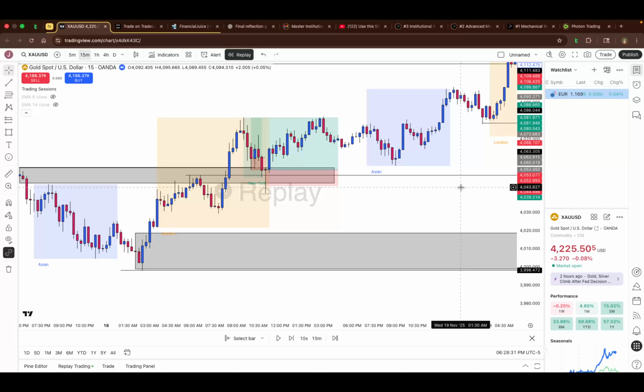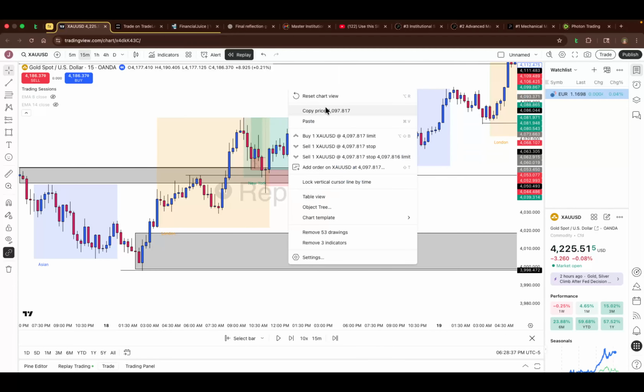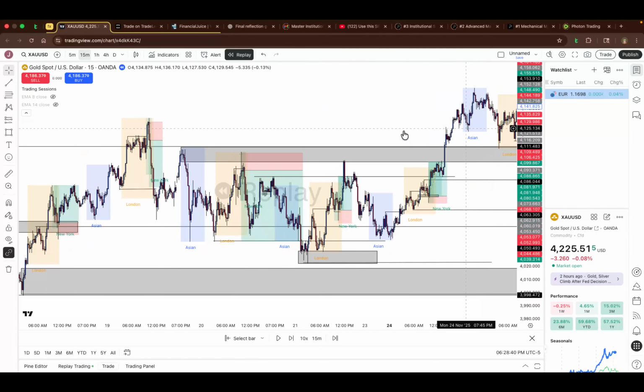overall swings on 1 hour and 4 hour, 15 minute for supply and demand zones. So let's go to the start.